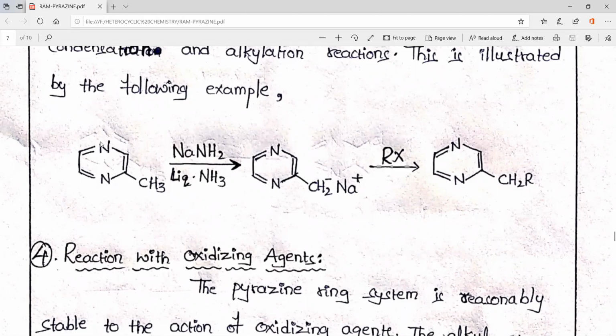Because of the electron withdrawing nature of these nitrogen atoms, this methyl group can easily lose H plus when treated with a strong base to form a carbanion. This carbanion can undergo condensation reactions or alkylation reaction. The carbanion here adds to this R plus to form an alkylated derivative. So therefore, these hydrogen atoms will become acidic because of the presence of two electron withdrawing nitrogen atoms in the pyrazine ring system.